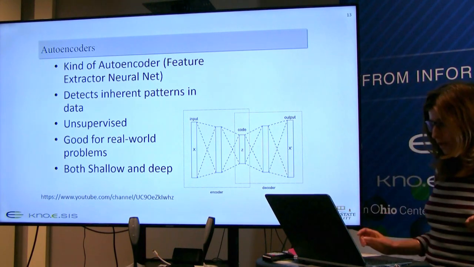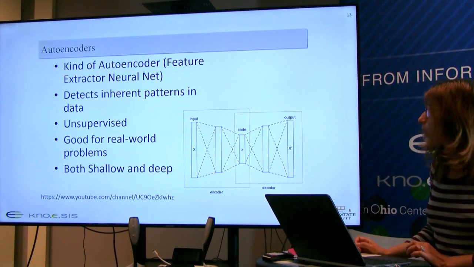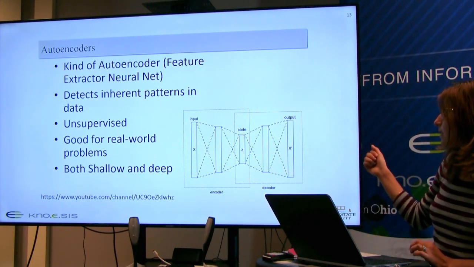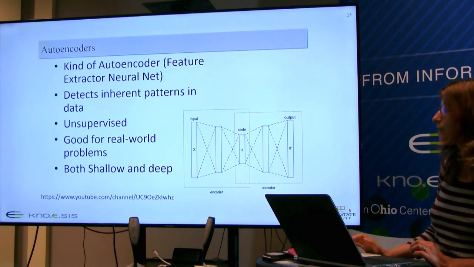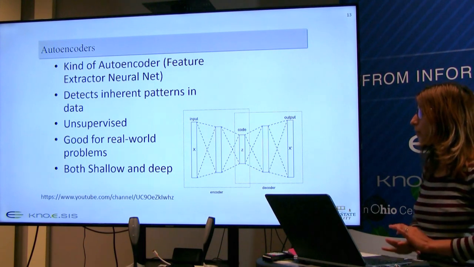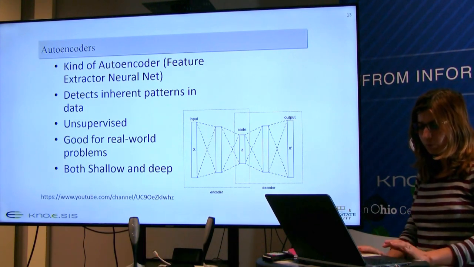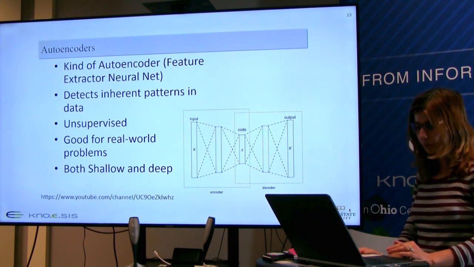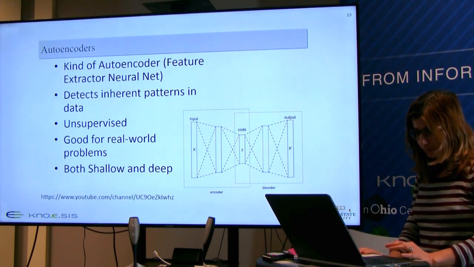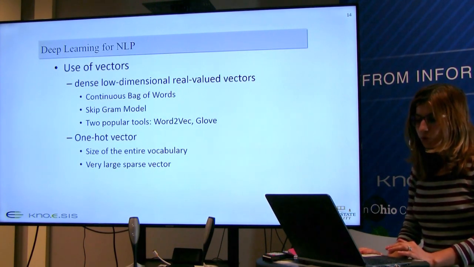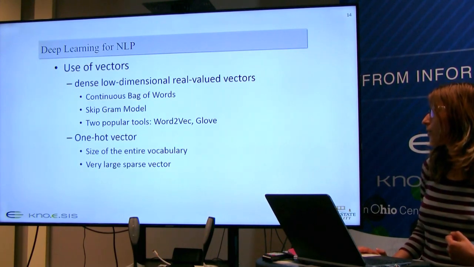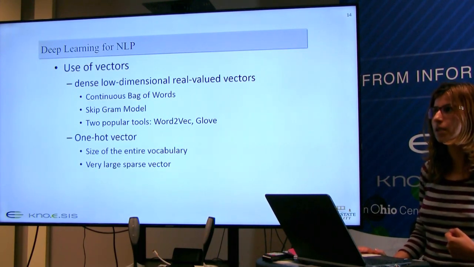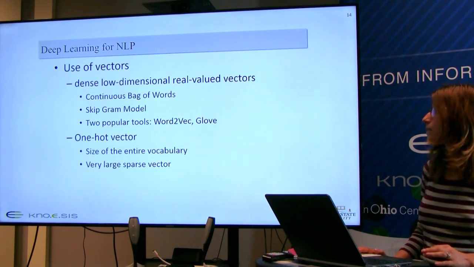It is unsupervised. It tries to detect inherent patterns in the data in an unsupervised manner. So they are very good for real world problems. And we can use them both shallow and deep. For example, word to vec is one example of shallow autoencoders because it has only 3 layers.